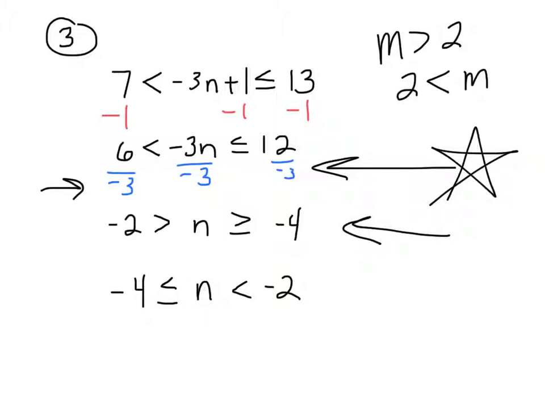What does this state? It says that n has to be less than -2, but greater than or equal to -4. So if you graph this, we have -4, -3, -2. It says greater than or equal to -4, so I can have a closed dot, open dot on -2 since it's just less than. You shade everything in between.